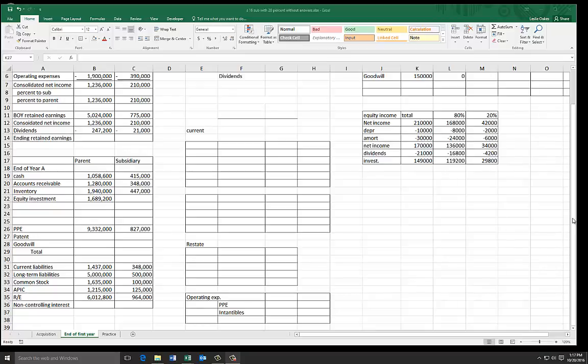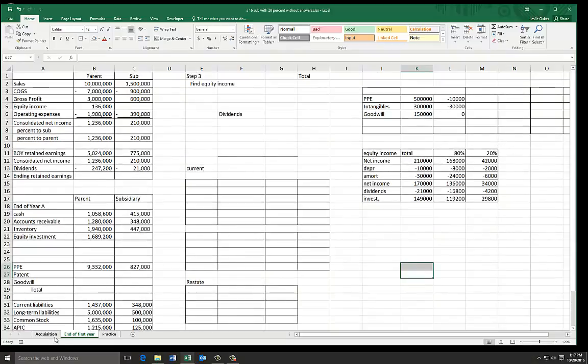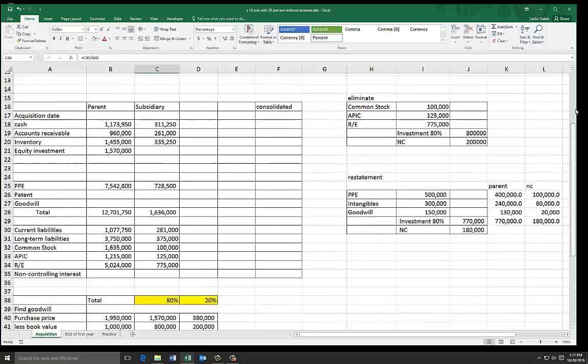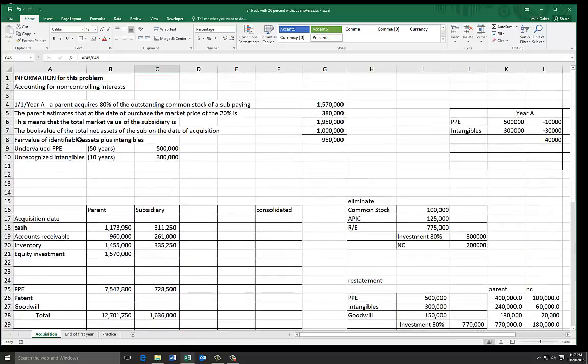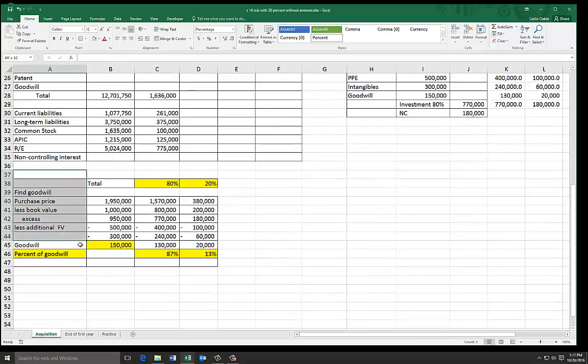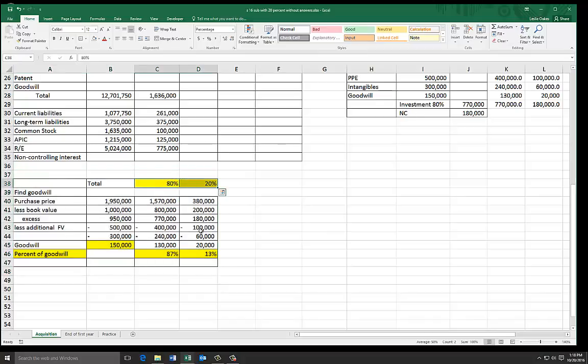Okay, this is the second video of this practice problem having to do with a company that has an 80-20 split between the controlling and non-controlling. Video 1 covers all the entries we'd make at the date of acquisition. It also calculated the goodwill, and because there's a control premium, although it's an 80-20 split, the goodwill and anything having to do with goodwill will be divided 87 and 13.